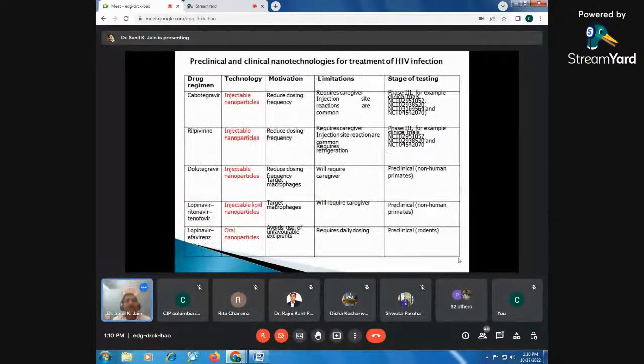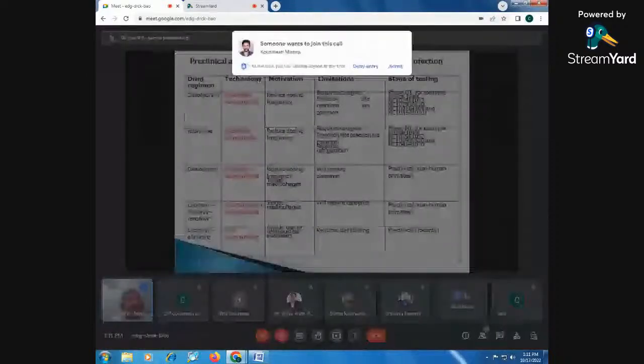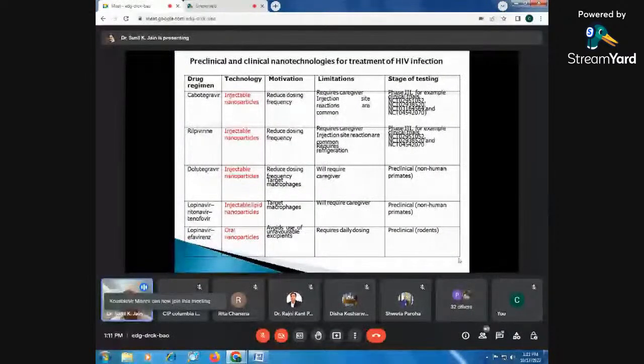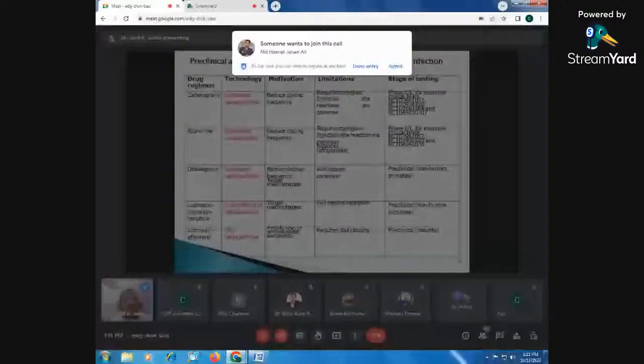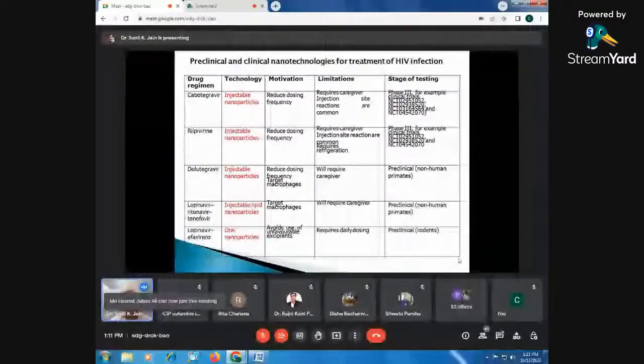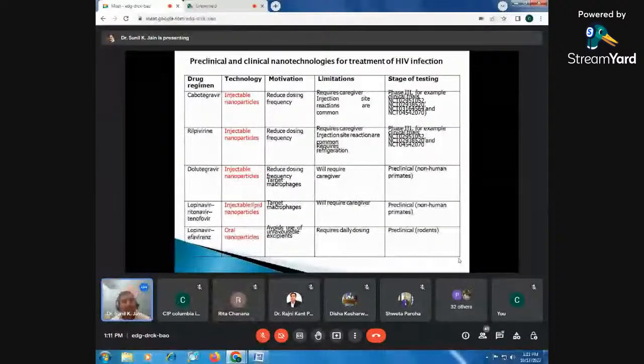Now you can see different technologies and different dosage forms. Some are in the market, some are in clinical trials. These are preclinical and clinical nanotechnologies for treatment of HIV infection: injectable nanoparticles, injectable lipid nanoparticles, oral nanoparticles. So many drugs are utilized for developing nanoparticles. The motivations are common: reduced dose frequency and targeting macrophages. These are the testing conditions.